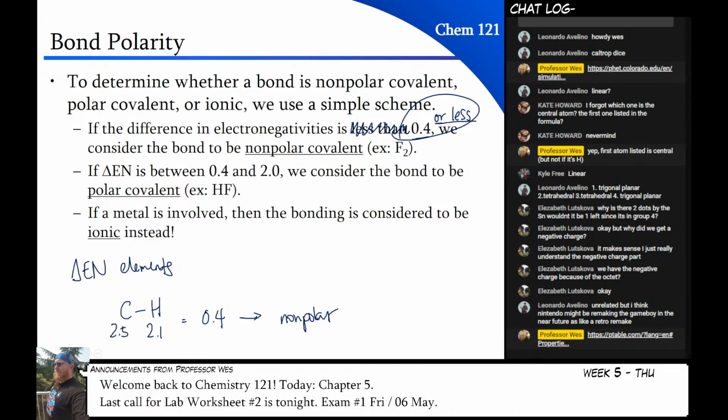If the difference between our electronegativities is between 0.5 and 2, so 0.4 we're going to call nonpolar, so we're just going to leave that there. I'm going to change this to 0.5. Then we're going to call this polar covalent. That means that the electrons are shifted towards the side of the molecule that has the higher electronegativity. Or the side of the bond, I should say, if the molecule is just two atoms bonded together.